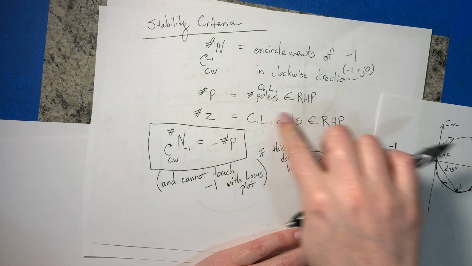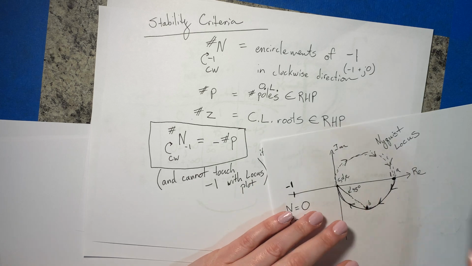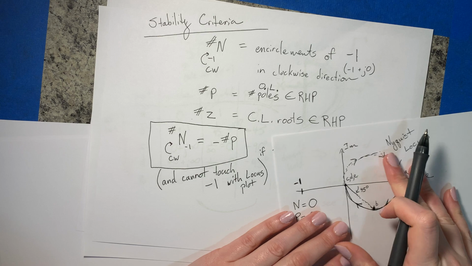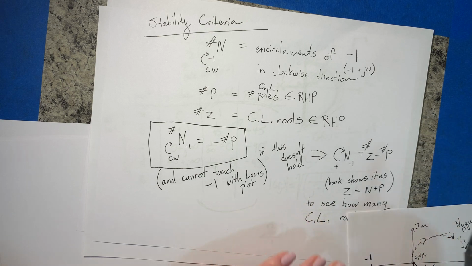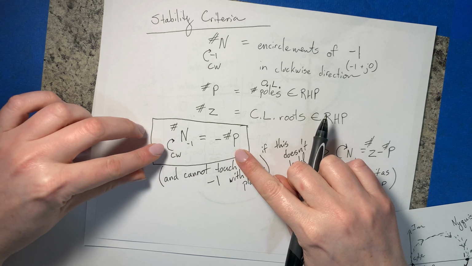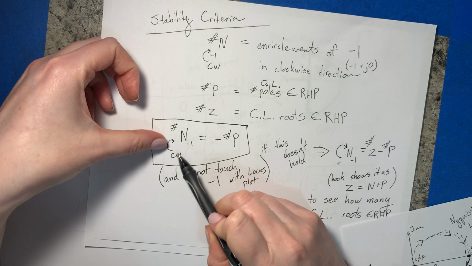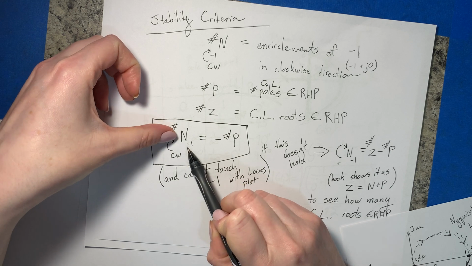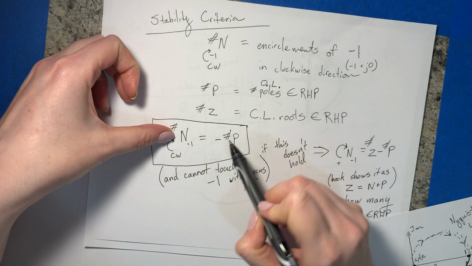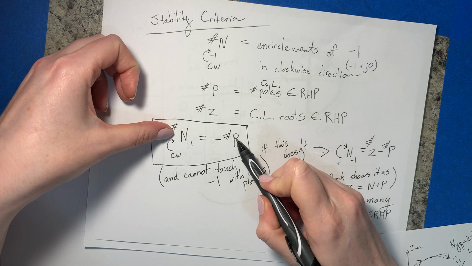So this really comes into play when you have already failed the stability criterion and you want to determine more information about your system. Our stability criterion is this equation right here. The number of encirclements of the -1 point in the clockwise direction should equal negative the number of open loop poles in the right-hand plane.